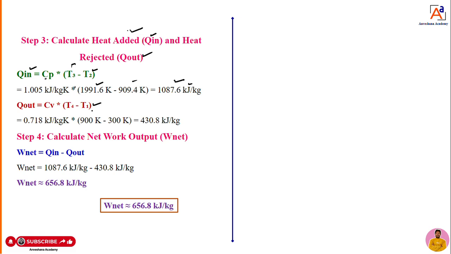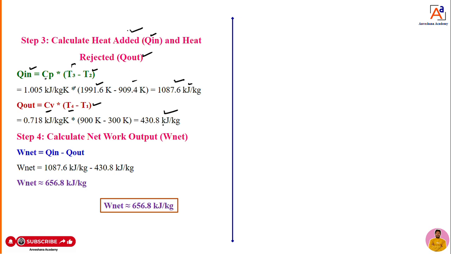Similarly, I need to calculate the heat rejection. We know the formula. Q out is equal to Cv into T4 minus T1. Substitute now. Cv, the specific heat of air at constant volume, is 0.718 kilojoules per kg Kelvin, multiplied with 900, which he has given in the problem itself, minus 300. You are going to get heat rejection as 430.8 kilojoules per kg.